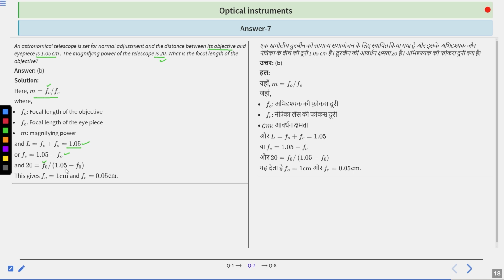So we have to find the focal length of the objective. The focal length of the objective is equal to 1 centimeter and FE is equal to 0.05 centimeter. Clear? So the correct option is option B.